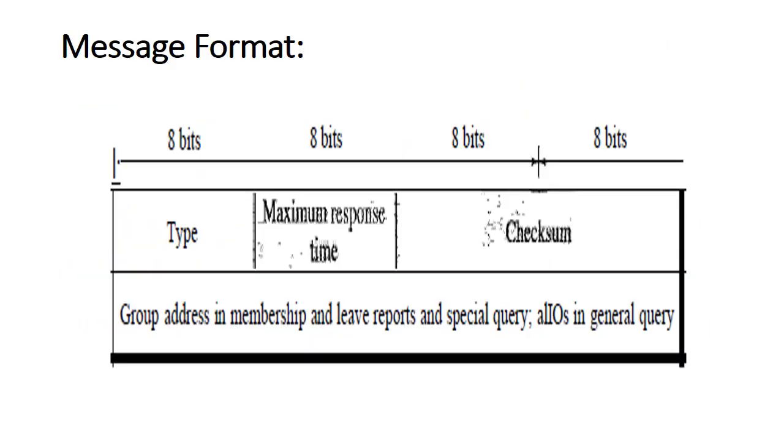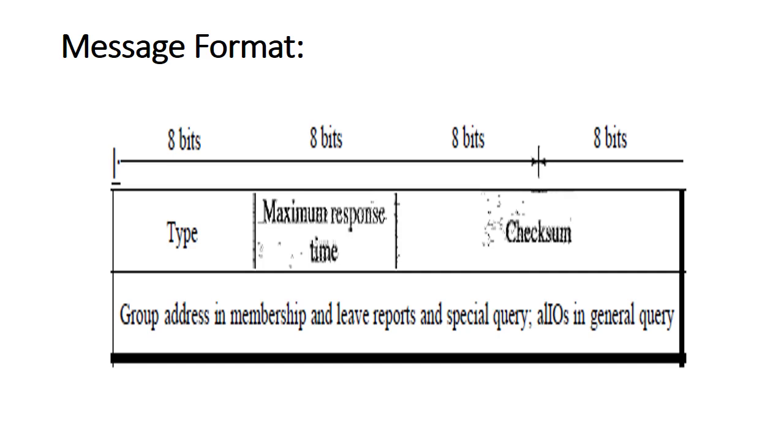Now we can discuss the message format for the IGMP protocol. It is a 32-bit message format. The first field is the type. It is 8 bits and defines the type of the message. The value in the field will be denoted in hexadecimal or binary notation.